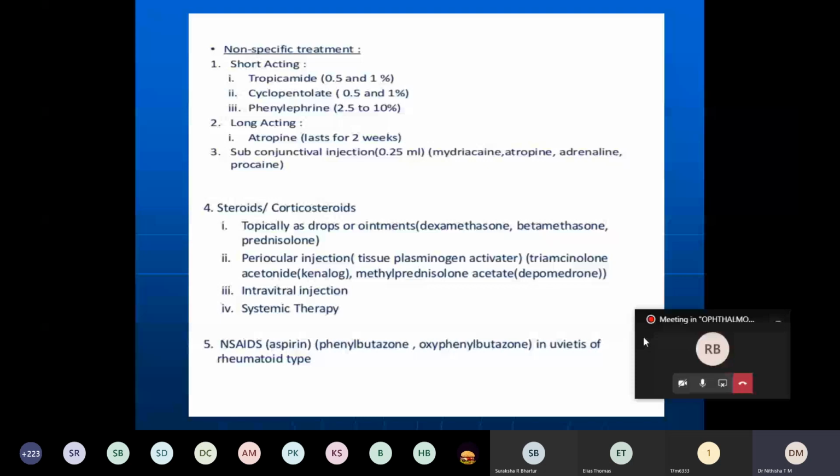Then what is the steroid treatment? Topically you can give drops or ointment, but we normally give oral tablets only for intermediate uveitis. We give topical steroid normally. Prednisolone drops are used, one drop hourly depending upon the inflammation. For theoretical purposes, you can write topically as drops or ointment: dexamethasone, betamethasone and prednisolone. In our practice, we are using prednisolone.